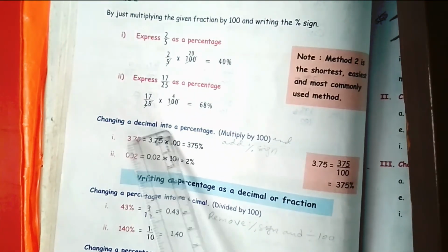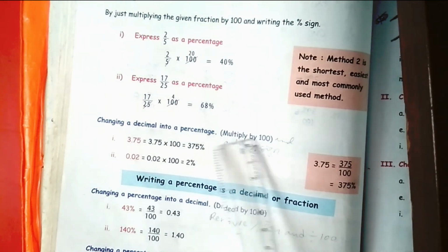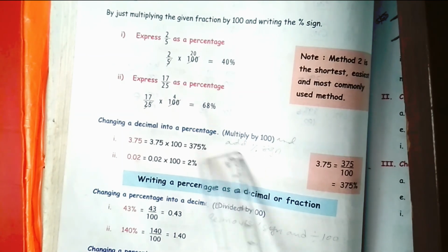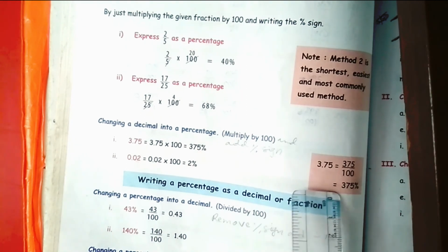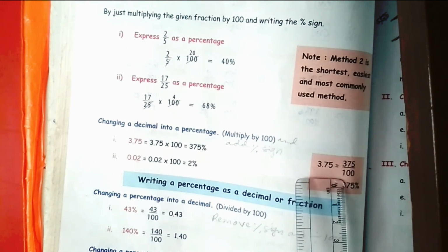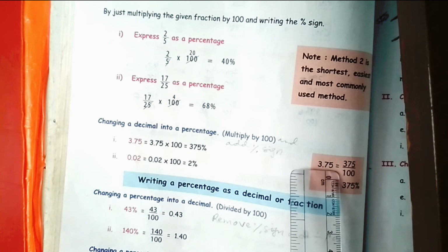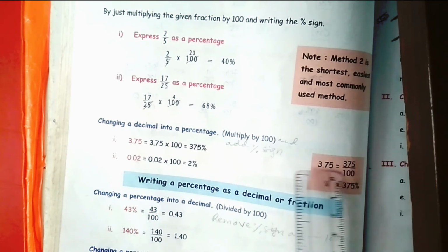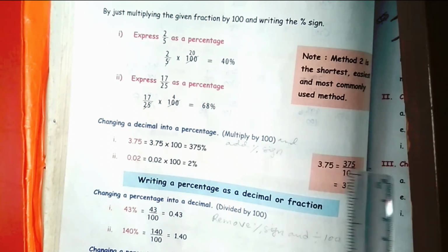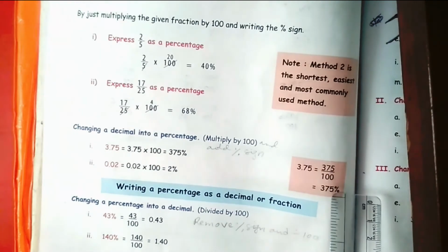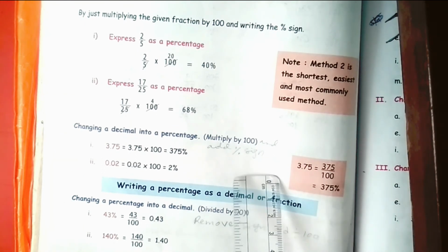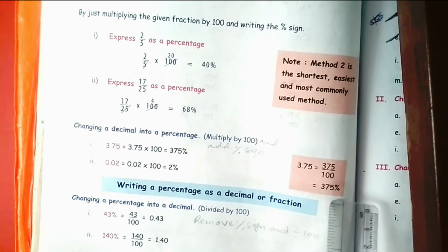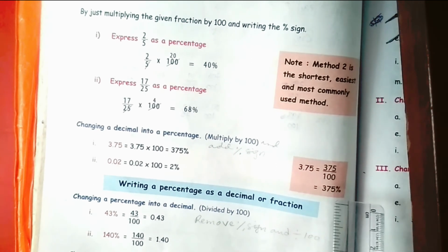Now we shall see one more. Changing a decimal into a percentage. That means what we have to do here, we have to multiply by 100. So 3.75, if we remove the decimal, it comes as 375 by 100. And what we have done? After this 375, we added the percentage sign.